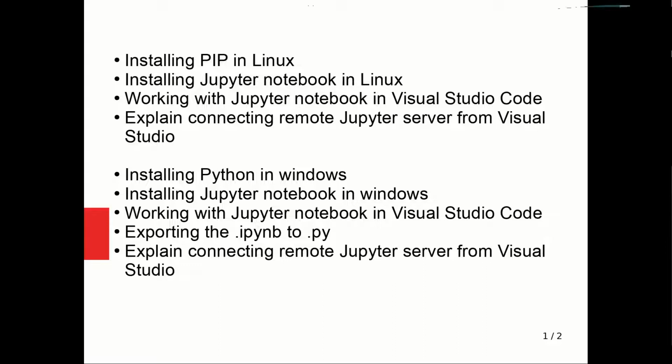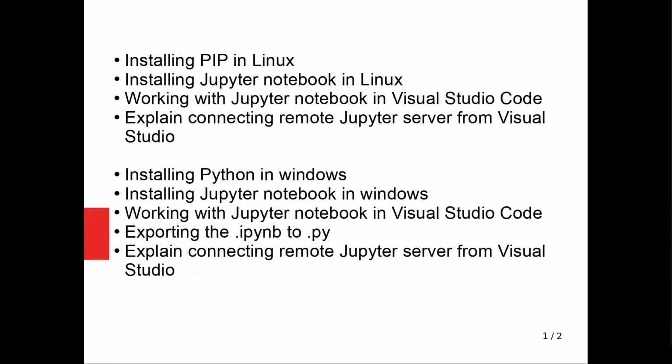And today, this is our agenda: installing pip in Linux first. All Linux distributions come with Python anyway, so I'm not covering that. Next, installing Jupyter Notebook in Linux and working with Jupyter Notebook in Visual Studio Code. I will also explain how to connect to a remote Jupyter server from Visual Studio. Then we're going to install in Windows: Jupyter Notebook, Python, and Visual Studio. Then how can we debug in Visual Studio? I will show you that in Linux and Windows also, and how to connect to a remote server in Visual Studio on Windows.